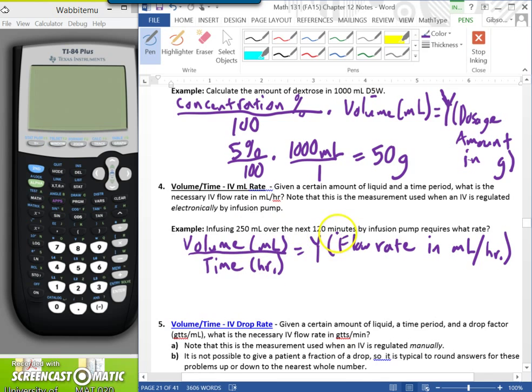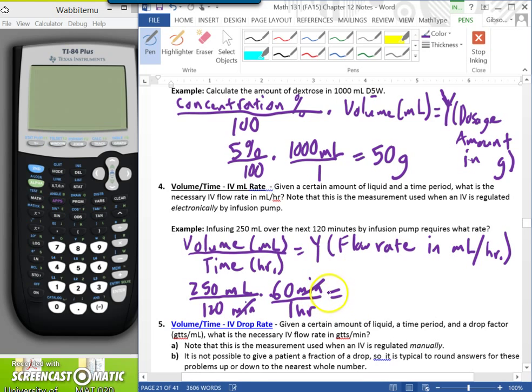We're given that this is in 120 minutes. But remember, our final answer must be in hours. So we're going to have to change those minutes to hours. So we would start off with 250 milliliters divided by 120 minutes. So now we have to get rid of those minutes and make them into hours. So we will have 60 minutes is equal to 1 hour. So when we simplify, these minutes will simplify out.